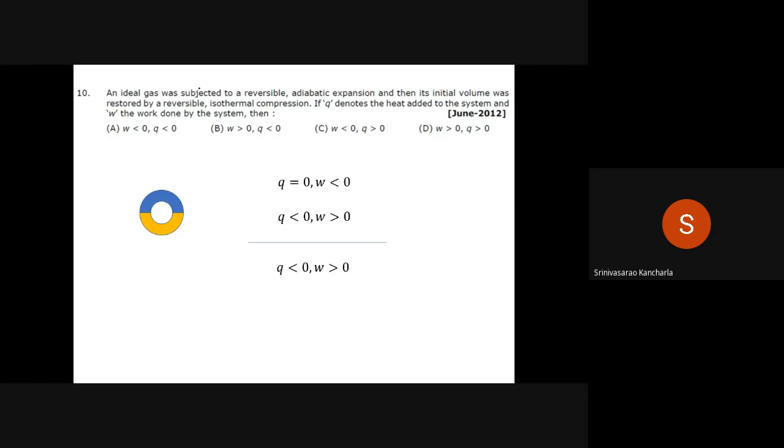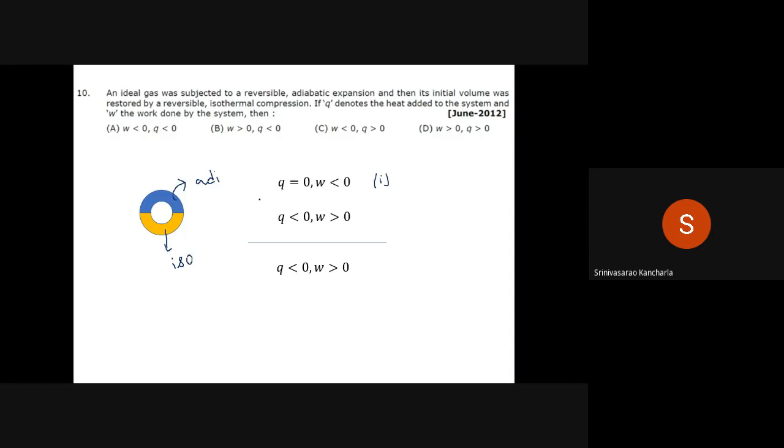What you are asked is that an ideal gas is subjected to reversible adiabatic expansion. Stage 1 is reversible adiabatic expansion. Then you brought back the system to the same volume through reversible isothermal compression. So suppose this is stage 1. Just for your clarification, I indicated this in terms of this figure. The blue you can consider as an adiabatic process, and you brought it back in an isothermal way.